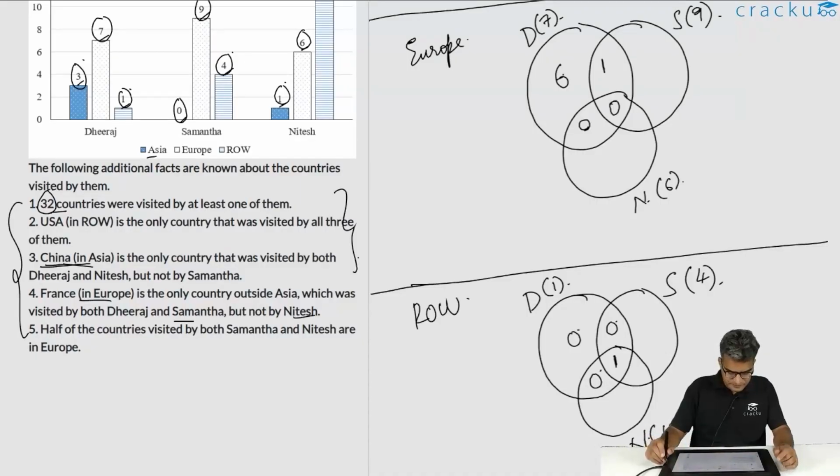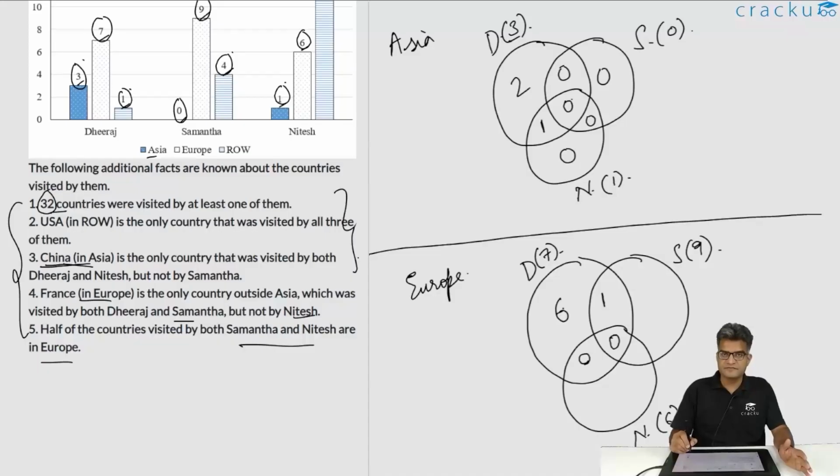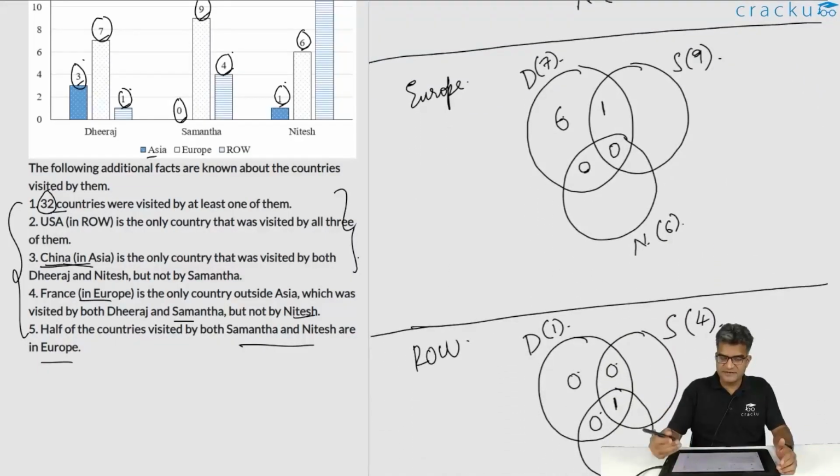Okay. Half of the countries visited by both Samantha and Nitish are in Europe. What is the number of countries that Samantha and Nitish visited in Asia? It is 0, because Samantha visited no country in Asia. What are the number of countries that Samantha and Nitish visited in Europe? That is not known to us.